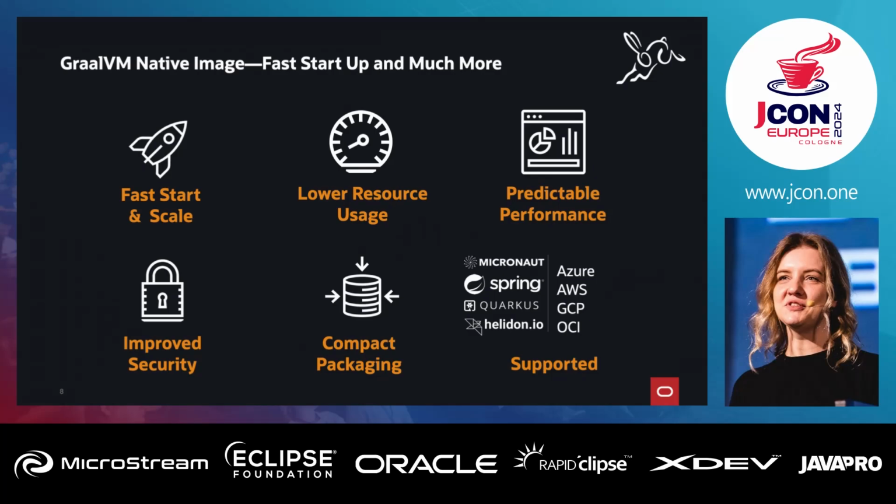And this is where native image really shines, because unlike on the JVM, we no longer compile your code at runtime. So we don't need any of that code execution infrastructure anymore at runtime. We don't need to burn CPU cycles for that, and we don't need memory for that, because we did all that work already at build time.